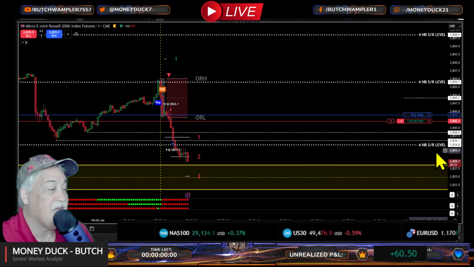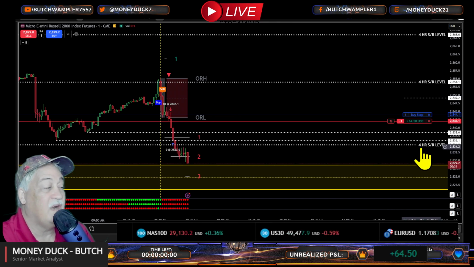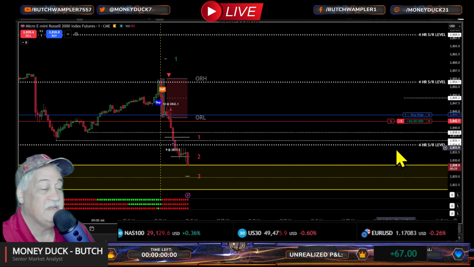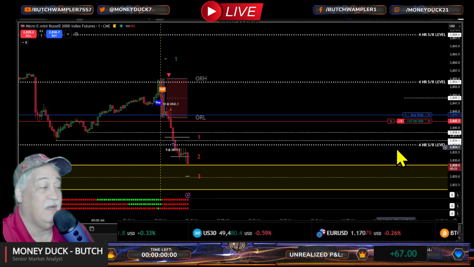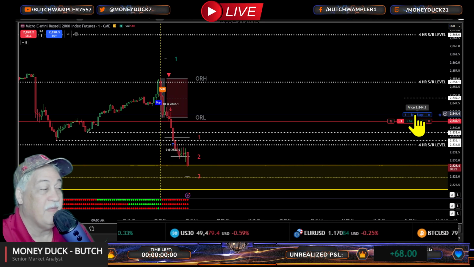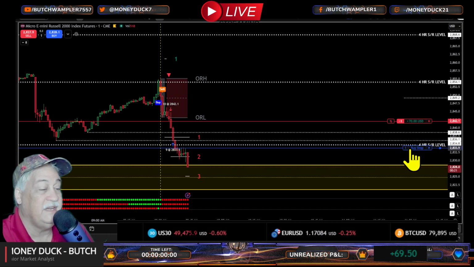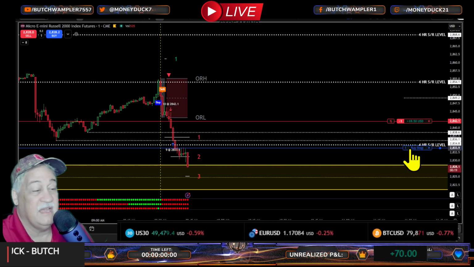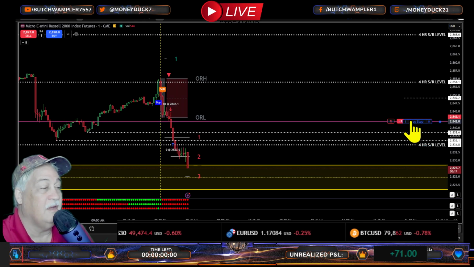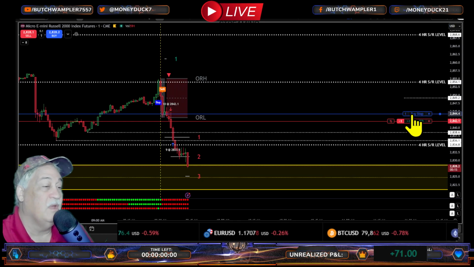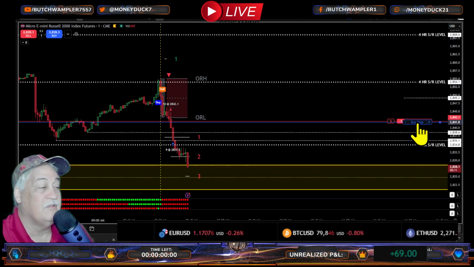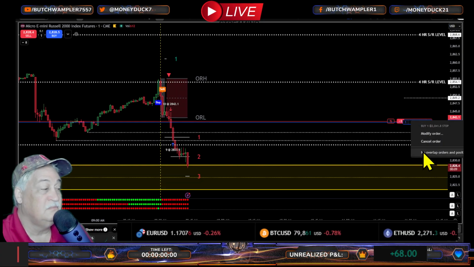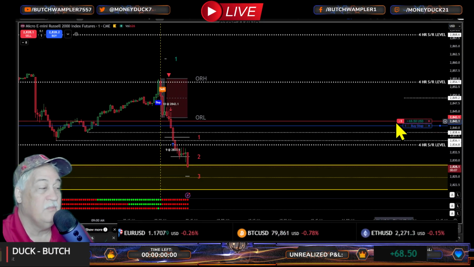If I pull my stop down below this 4-hour support and resistance line, aren't I really asking to just go ahead and take me out? If I pull the stop that close, if I were to move it clear down here, I'm pretty much saying, hey, here you go, take me out. But I'm not willing to give up yet. So where do we move it? I feel comfortable moving it to break even. So we'll go ahead and move it to break even.